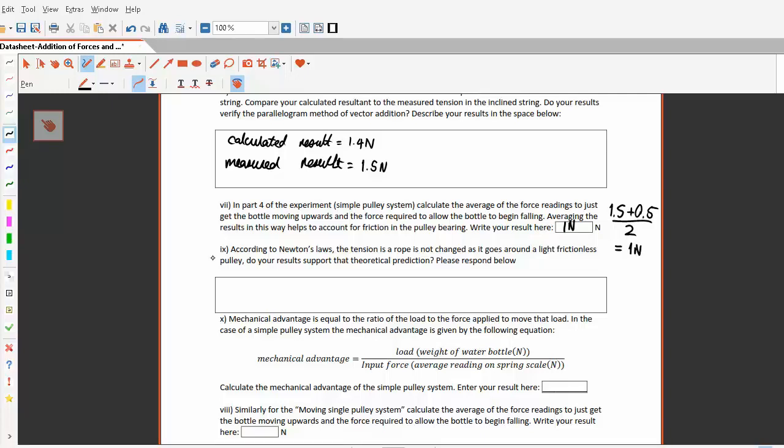So in part 9, actually I've numbered the parts wrongly, sorry about that, should have been part 8. According to Newton's laws, the tension of a rope is not changed as it goes around a light frictionless pulley. Do your results support that theoretical prediction? Well, we expect the tension. Let me draw another diagram to illustrate this.